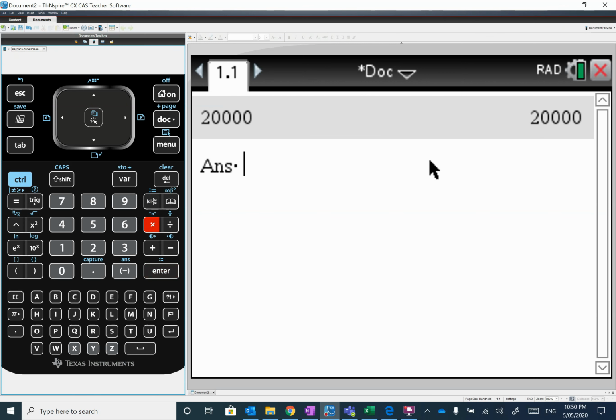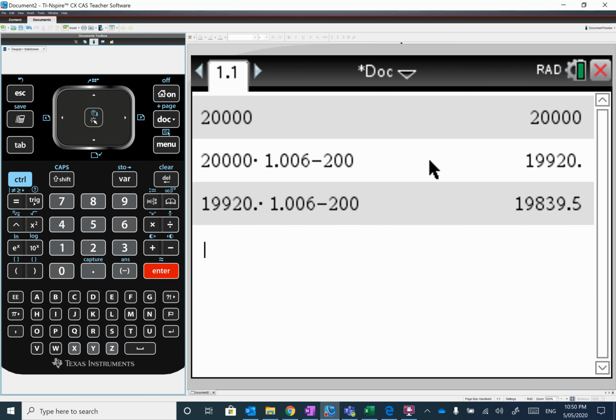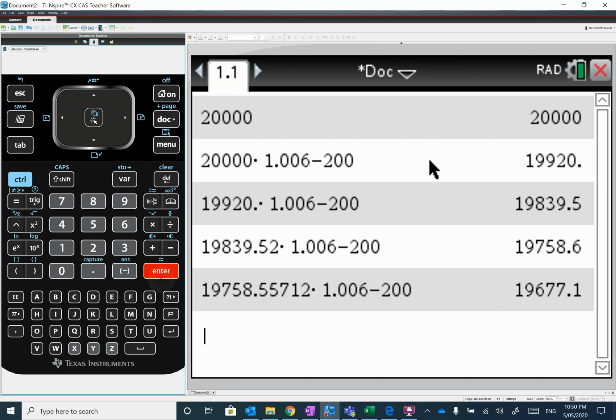So times it by 1.006, and then I want to subtract 200. And if I just hit enter, it's going to do it for me automatically. That's 1 iteration. Press enter again, 2 iterations, 3, 4, 5.